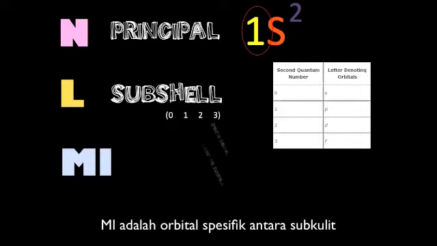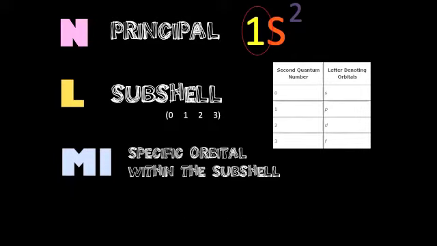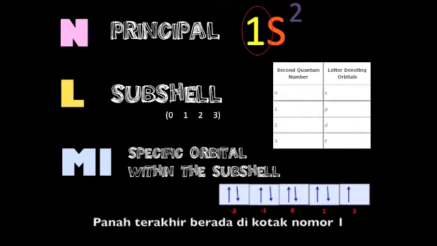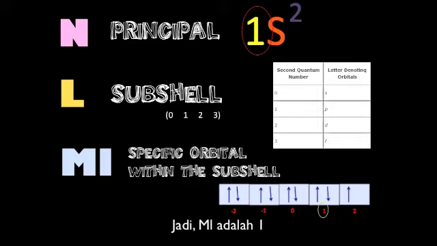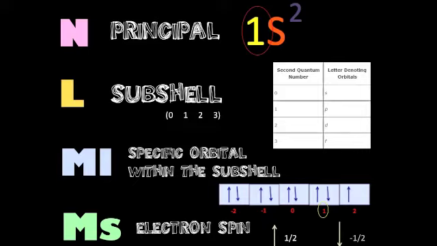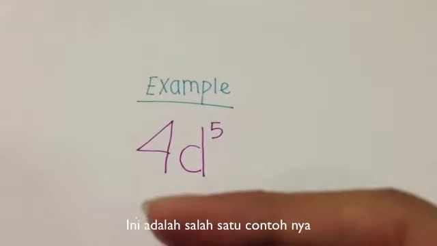ml is the specific orbital within the subshell. From these boxes, you know that the upper arrow comes first. The last arrow is contained in box number 1. Therefore, ml is 1. ms is the electron spin. If the last arrow is facing upwards, it's plus half. If the last arrow is facing downwards, it's minus half. These are the examples.